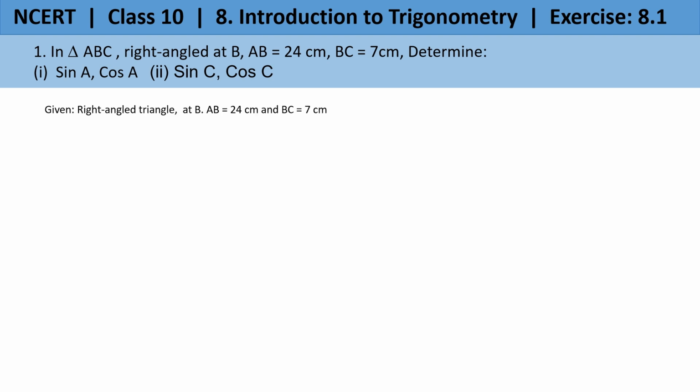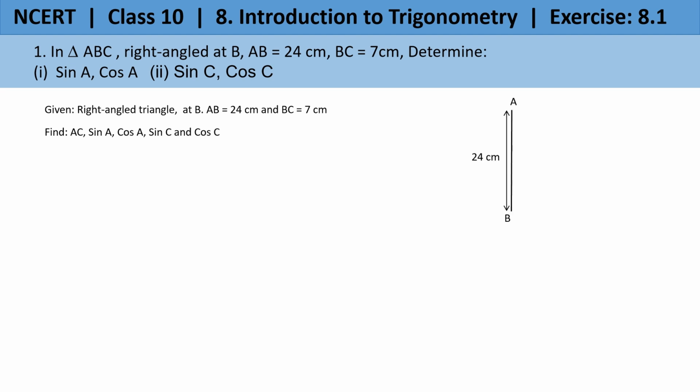We have the following information. We have a right-angled triangle, right-angled at B. And AB is equal to 24 cm and BC is equal to 7 cm. We need to find AC and then sin A, cos A, sin C and cos C. First, let us draw a diagram.